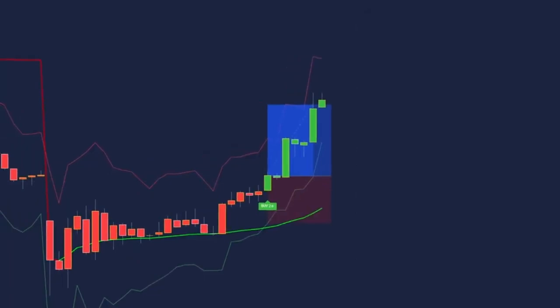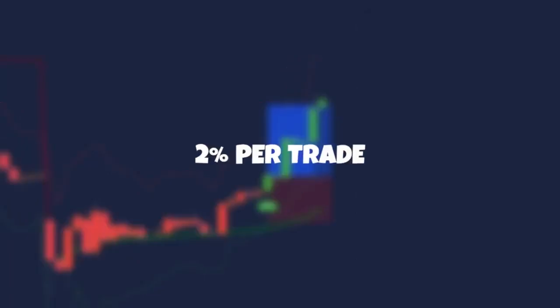Because it's a lower risk to reward, we can also risk 2% per trade instead of 1% to gain more profit. The same rules apply for a sell trade with colours changed.